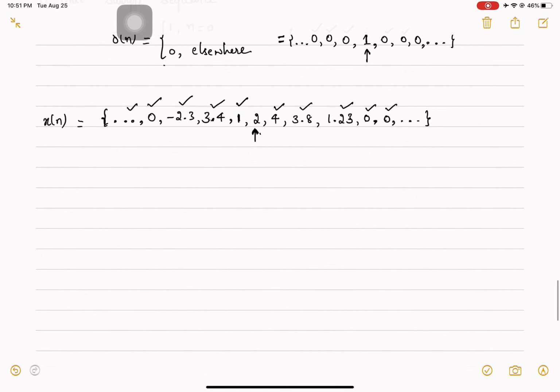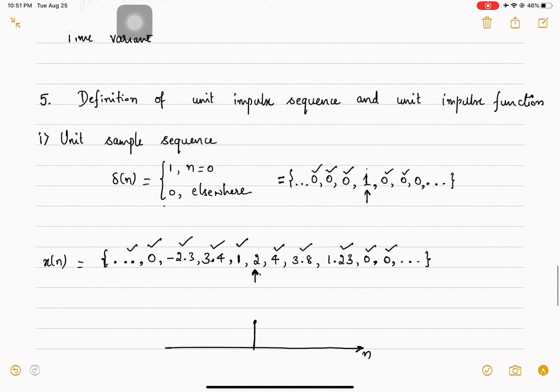If I plot this signal, how does it look? I have an axis with the value n. Sorry, I forgot one thing, so I'll just draw it here. I'm not going to erase it again. At n equal to 0, the value of the function is 1, and it's 0 elsewhere. So these are the values for n equal to 1, n equal to 2, n equal to -1, -2, so on and so forth on either side.